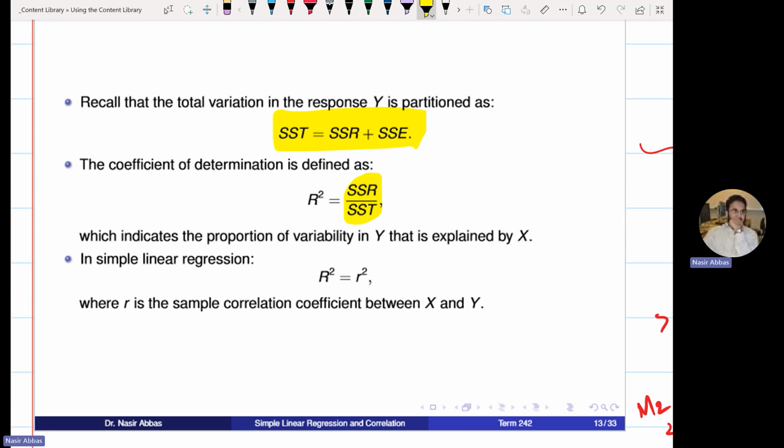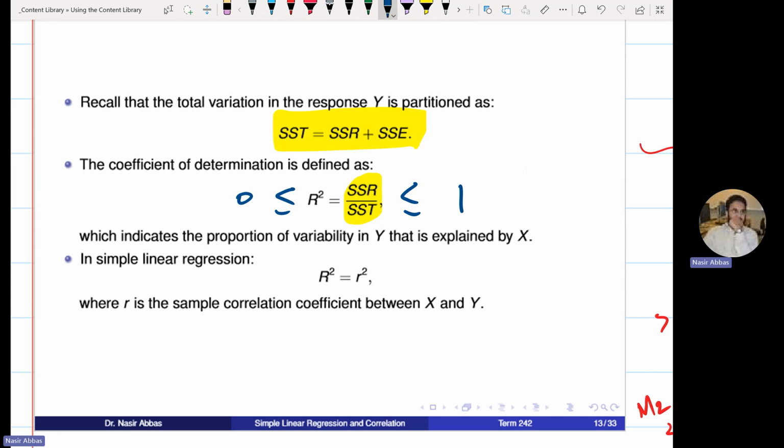It becomes a nice ratio between 0 and 1 because SSR is a part of SST, correct? So in case SSR is 0, the ratio will be 0. In case SSR is SST, the ratio will be 1. So now you have a nice ratio that is bounded between 0 and 1, where 0 indicates that none of the variation in Y was explained by your regression. 1 indicates that 100% of the variation in Y is explained by your regression.